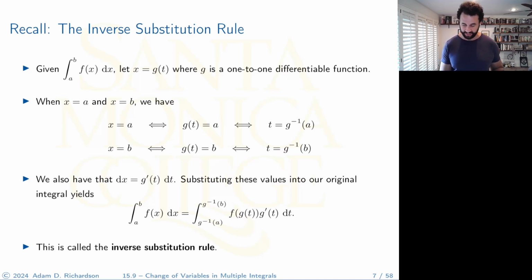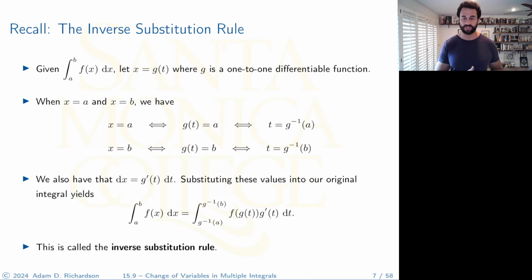We also have this: because g is differentiable, dx/dt is equal to g prime of t, or I should say dx is equal to g prime of t dt. So basically, if you differentiate this, dx/dt is g prime of t. Now we can substitute everything in. We can substitute in our value for x, our values for a and b, and our value for dx. And we convert this integral into this new integral here. There we go. And that is the inverse substitution rule.